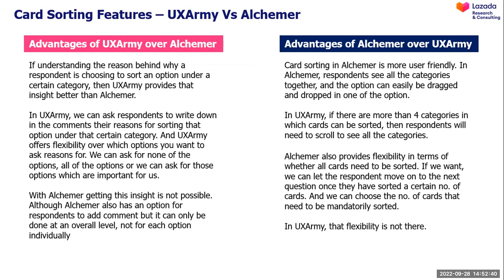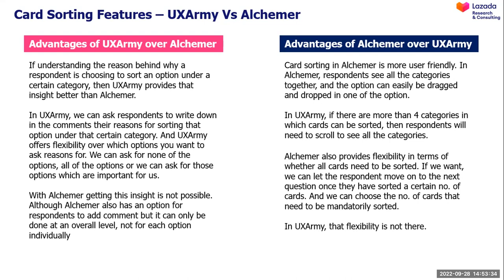Alchemer has some advantages as well. One of them is that the design is more user-friendly. Right now you saw the design of UXArmy, the card sorting part. You saw how the card sorting categories appear as column headers, and the options appear as rows, and then you can drag and drop each option to categories. However, what you might have noticed is that if there are lots of categories, then you will need to scroll through the categories to drop the option in the appropriate category.